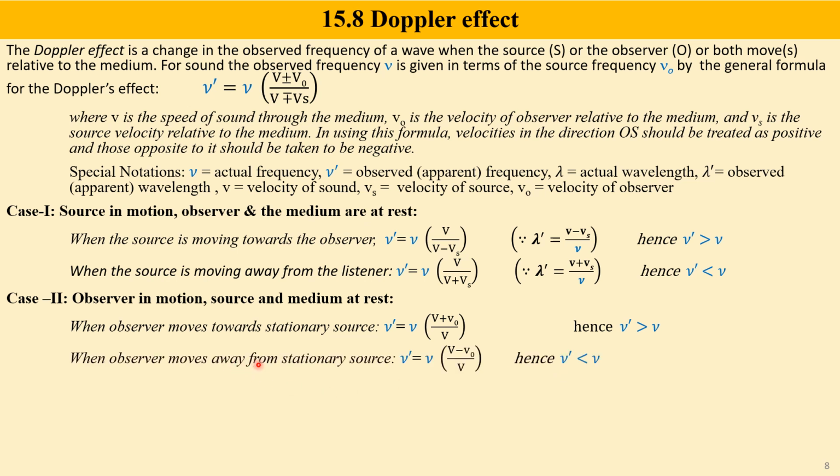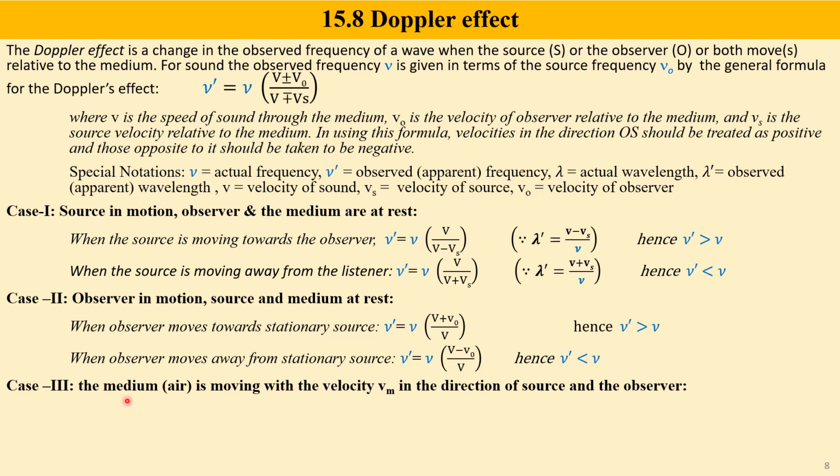When the observer moves away from the source, nu dash is equal to nu into V minus V naught divided by V. Hence, nu dash is less than nu, because the numerator is smaller here.